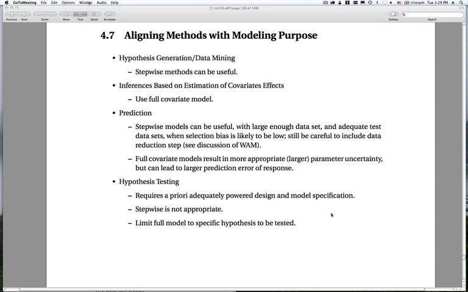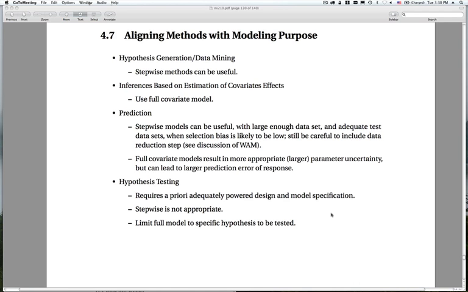If you want to make inferences based on estimation of covariate effects, the full model is the best way to go. If you want to make predictions, well, you might choose different methods for different reasons. So stepwise methods are useful for prediction if you have a large enough data set and adequate test data sets. But selection bias can still play a role here. If you do the data reduction step, then stepwise reduced models can be very efficient ways to predict the current data set and maybe future data sets.